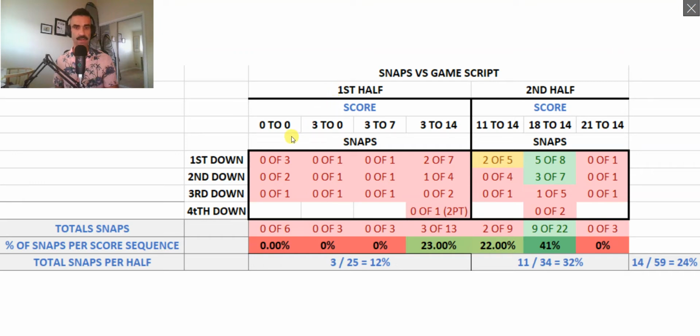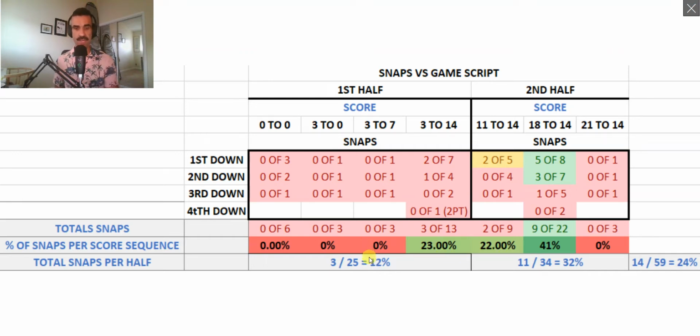We have 0-0, 3-0, 3-7, 3-14, 11-14, 18-14, 21-14. It'll tell you how many snaps he played on first down, second down, and third down. He played no snaps in 0-0. We'll get into all that. He played 0 of 6 snaps, 0 of 3. It'll total each score sequence at the bottom, and it'll show you the percentage that he played at the bottom of each score sequence. Down here, it'll tell you the percentage he had within the half.